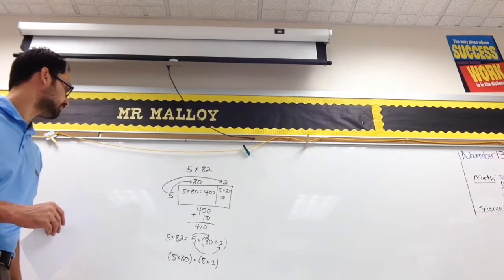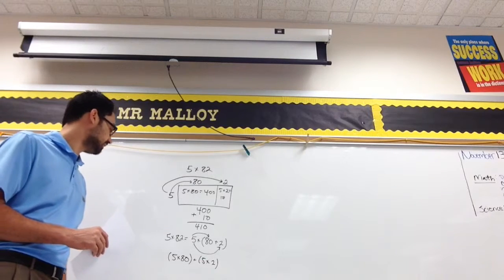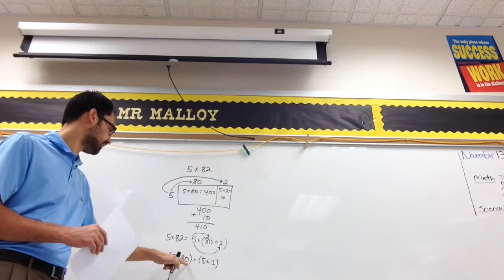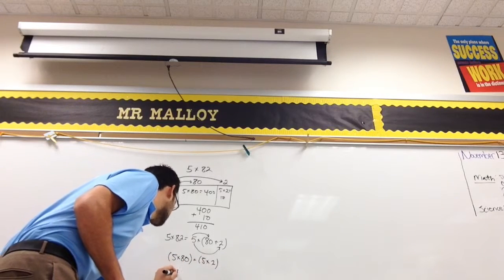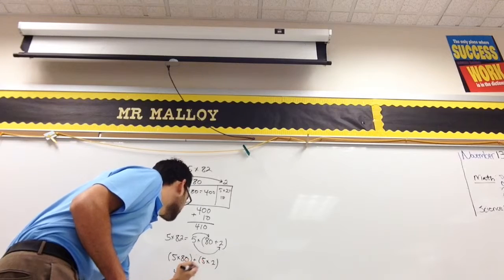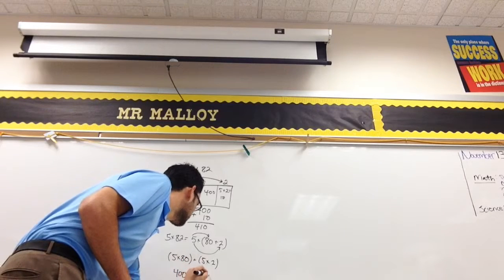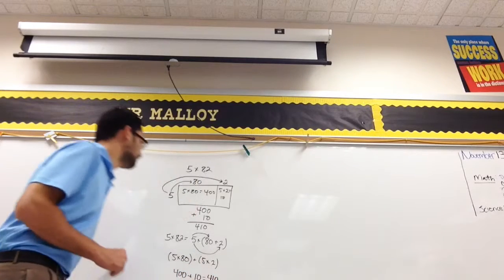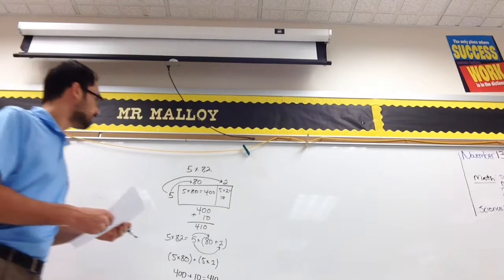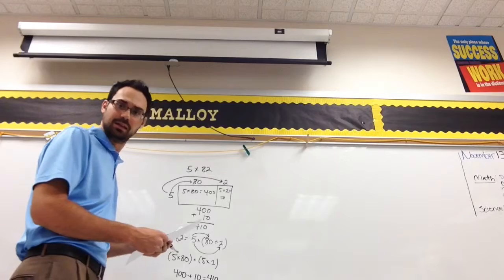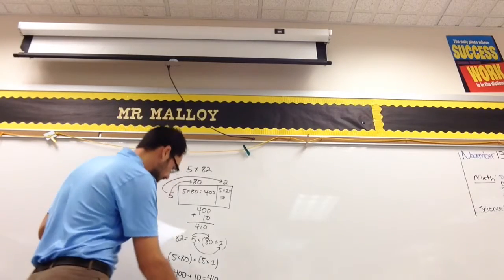Okay? After we do that, we'll do the math. So 5 times 80 is still 400. 5 times 2 is 10. So the answer would be 410. Okay? So let's take a look at the other example, number 2.